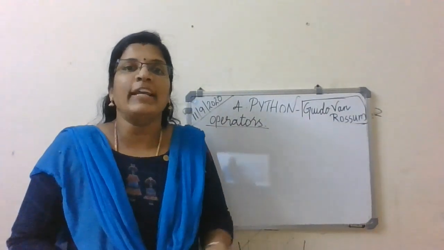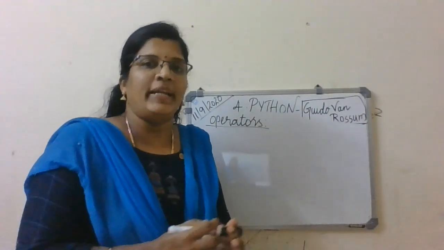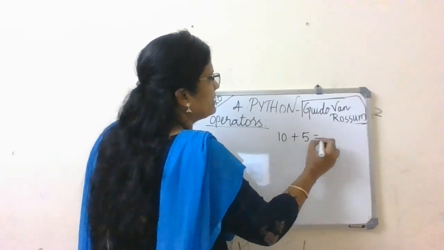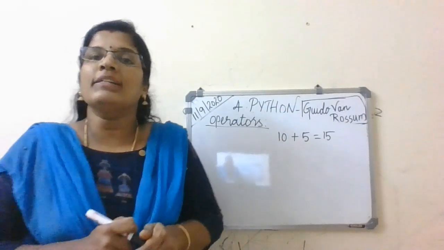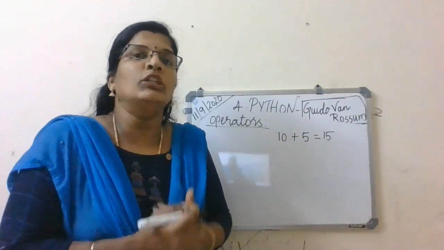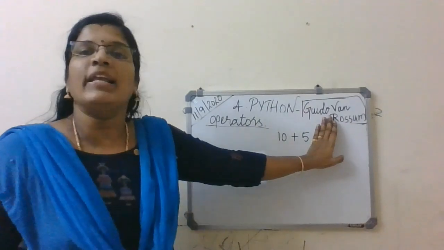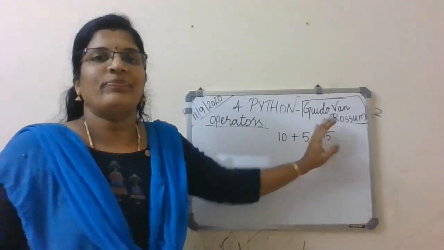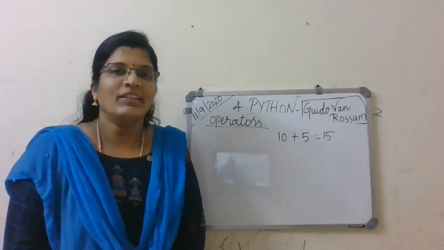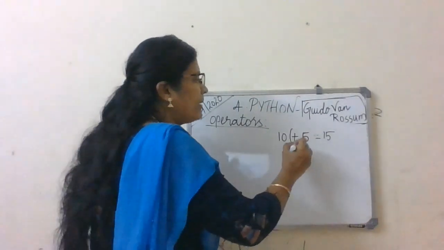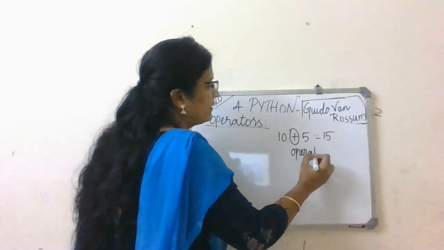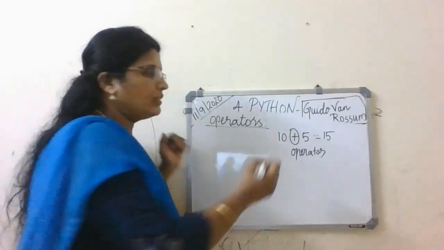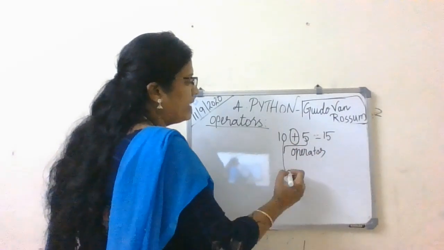Let me write a statement. You tell me which one is an operator. 10 plus 5 is equal to 15. I have written the statement 10 plus 5 is equal to 15, or you can just take only 10 plus 5. Which is the operator in 10 plus 5? Yes, this plus is called the operator, and the remaining two numbers are called operands. They are called this one and this one, operands.